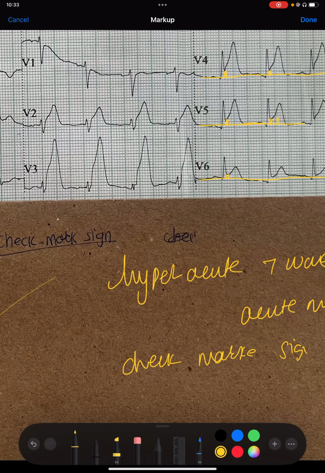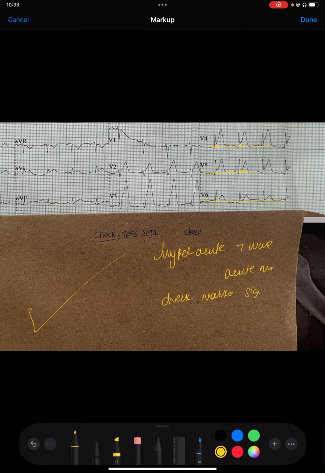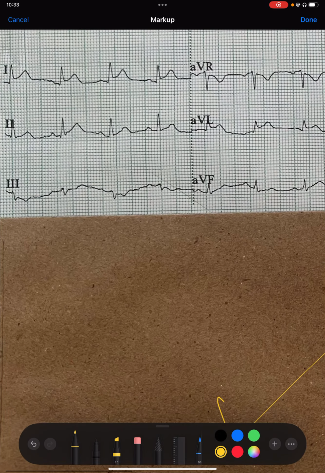So there is crystal clear ST elevation, which can be very nicely made out in V4, V5, V6, and in lead 1 and lead AVL. So here ST elevation is by 1 millimeter. Here ST elevation is around 1 millimeter.